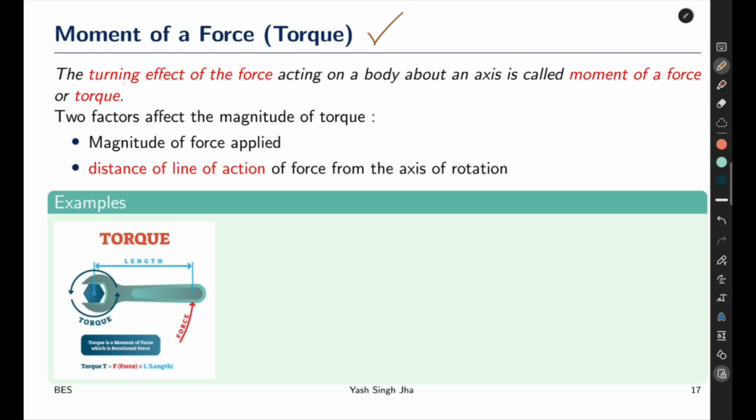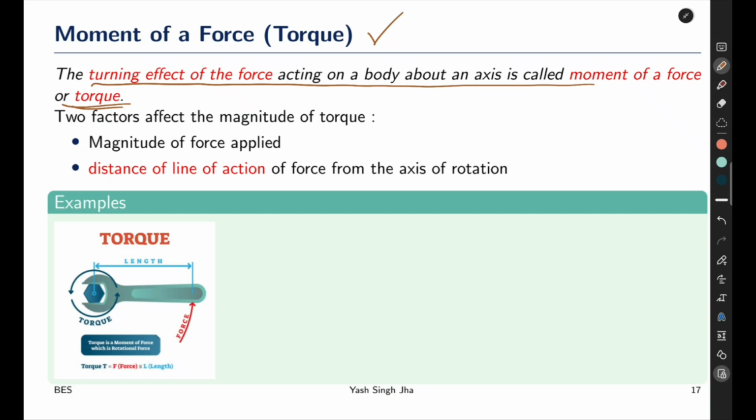So the turning effect of a force acting on a body about an axis is called moment of a force or torque. Whatever I explained to you is the same thing written in a different way. The turning effect of a force acting on the body about an axis is called moment of a force.